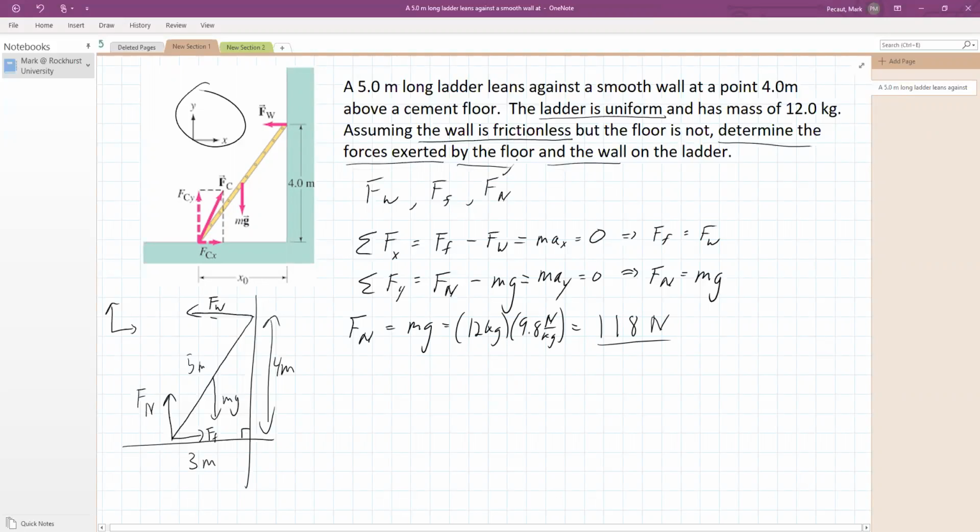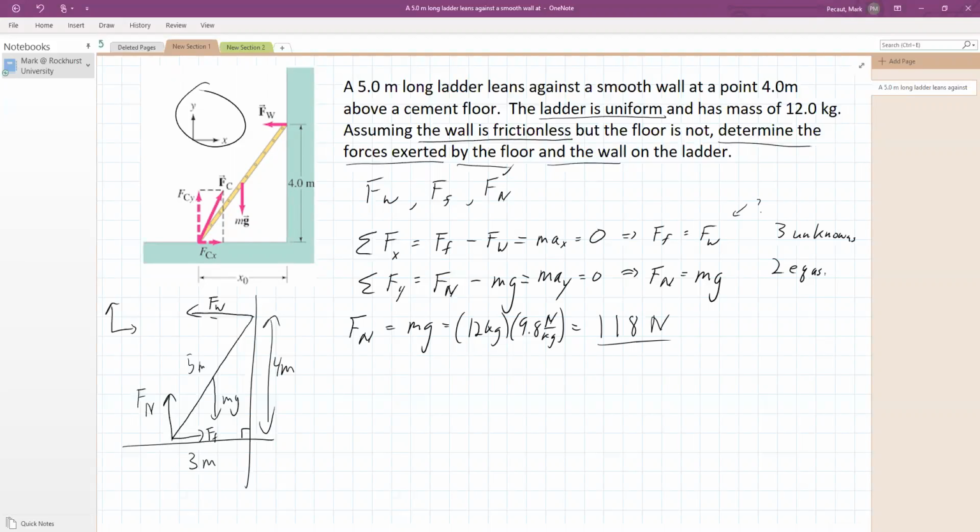But we still need to know about the friction and the wall force. We don't know either of these. We know they're equal to each other, so once we find one, we have the other. The problem is that we had 3 unknowns here, but only 2 equations, right? We just used the two dimensions, x and y. We need another equation.